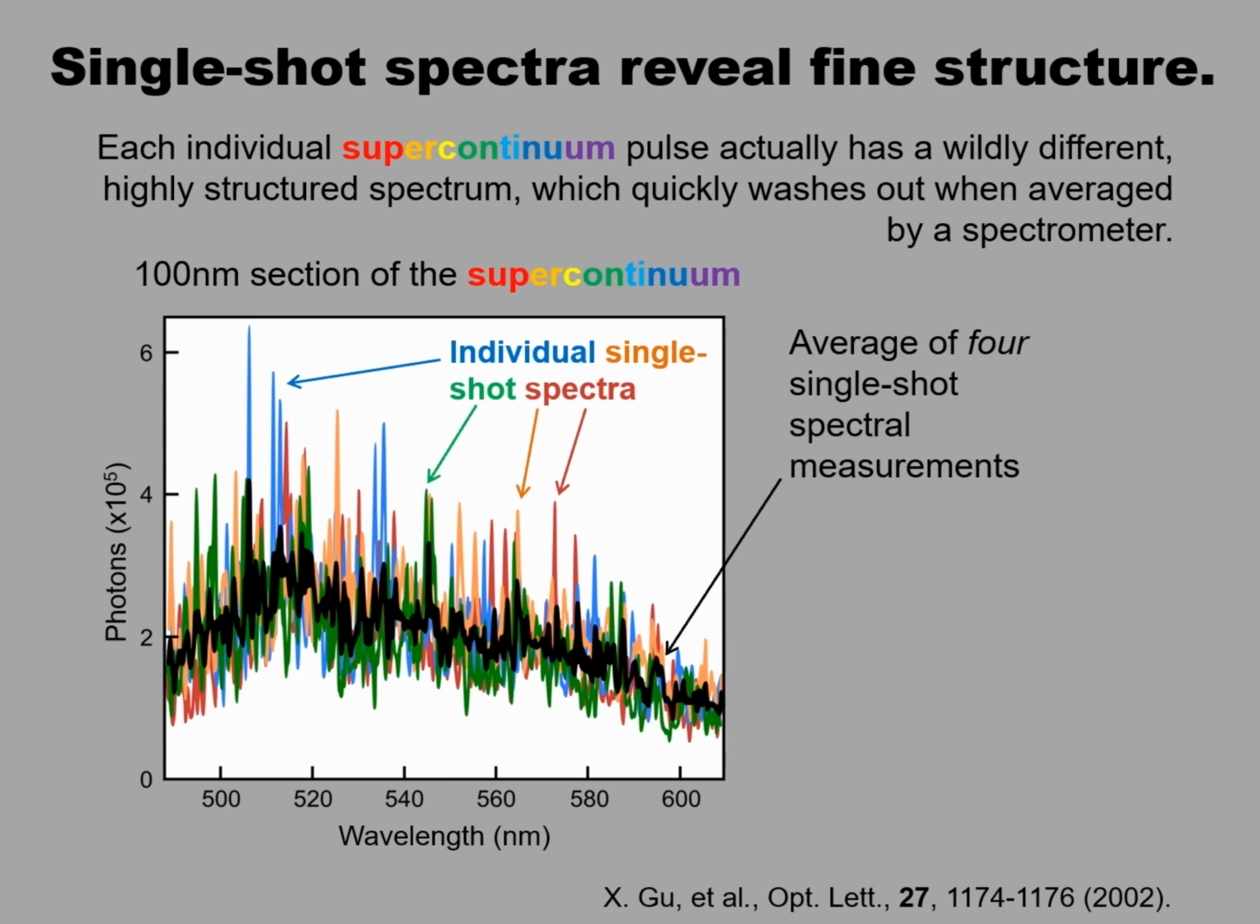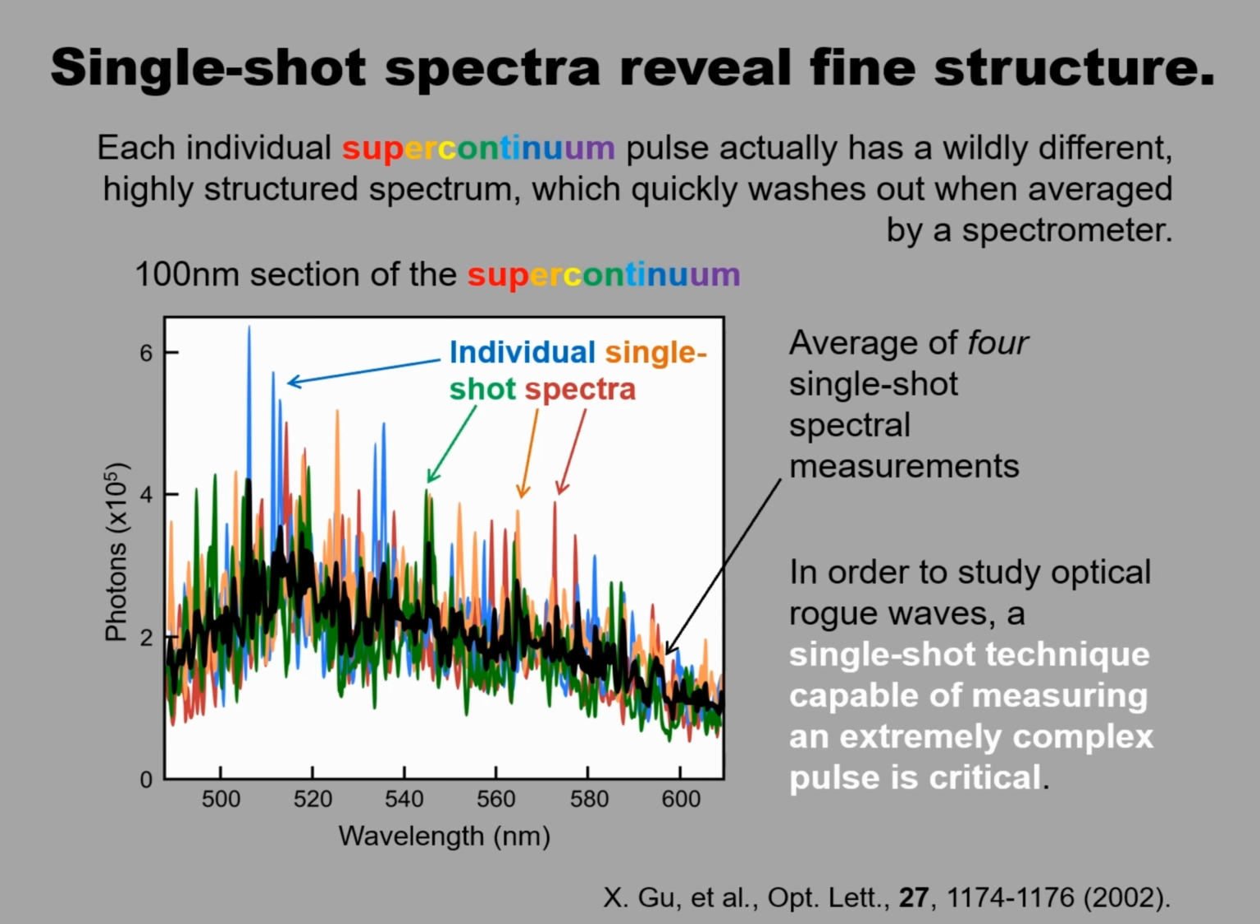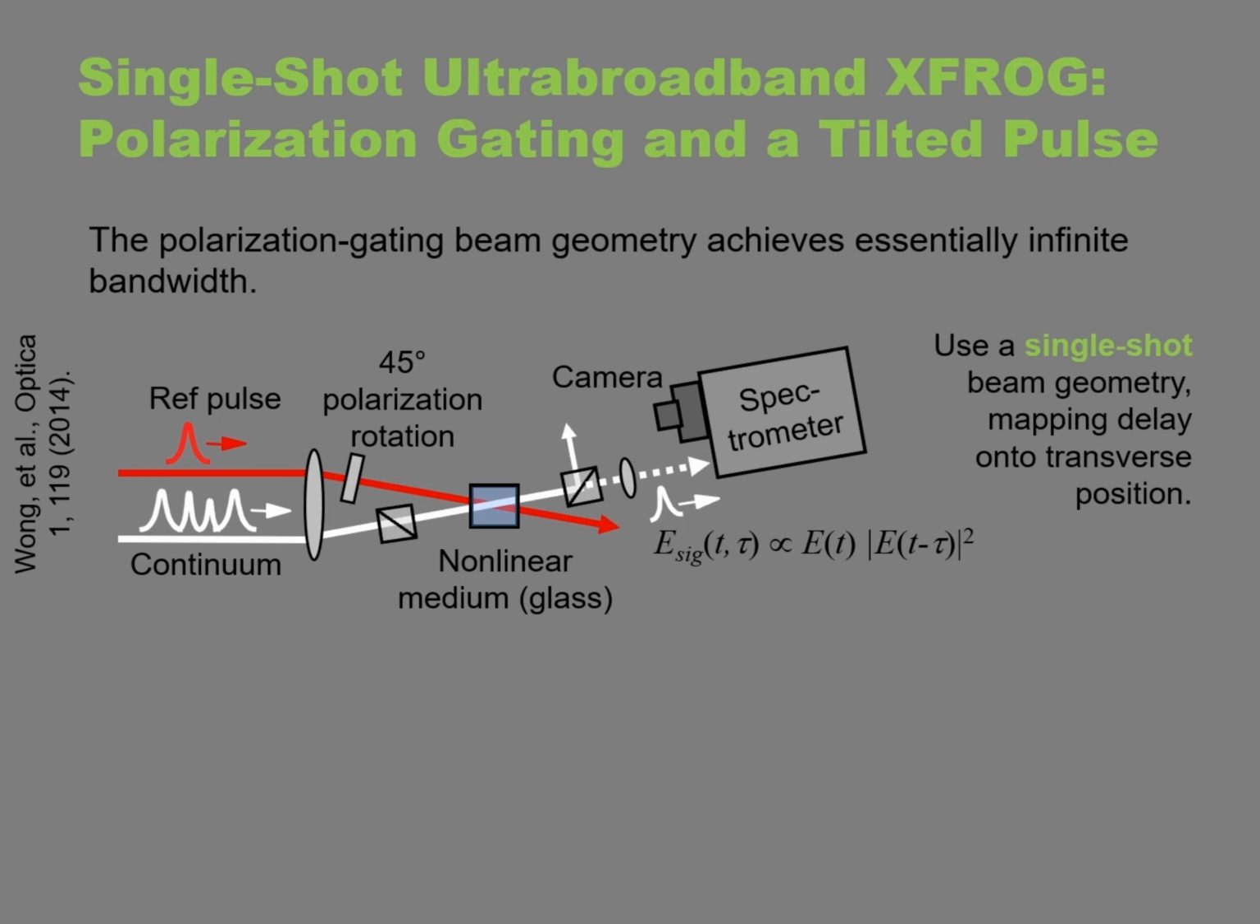What's remarkable is that despite the supercontinuum FROG measurement averaging over literally 100 billion pulses, it not only reveals the supercontinuum instability, but also retrieves an accurate typical supercontinuum spectrum. Pulse structure just doesn't wash out in FROG measurements. Now that's great, but to actually study optical rogue waves, we'll need a true single-shot technique capable of measuring the extremely complex supercontinuum pulse. It turns out that we can actually do this.